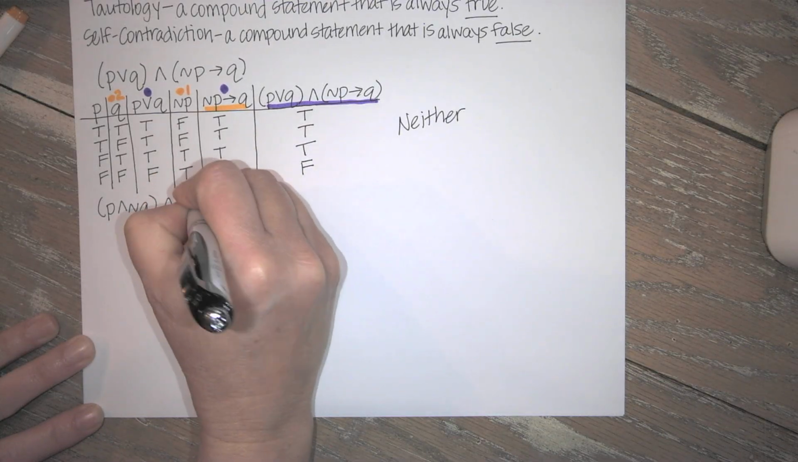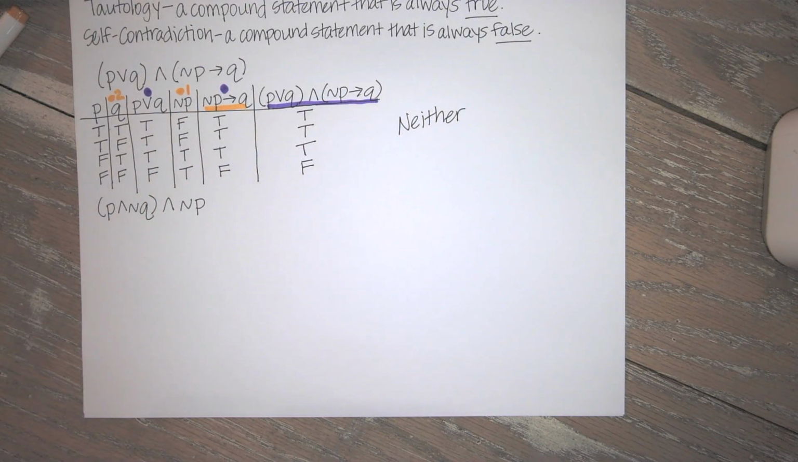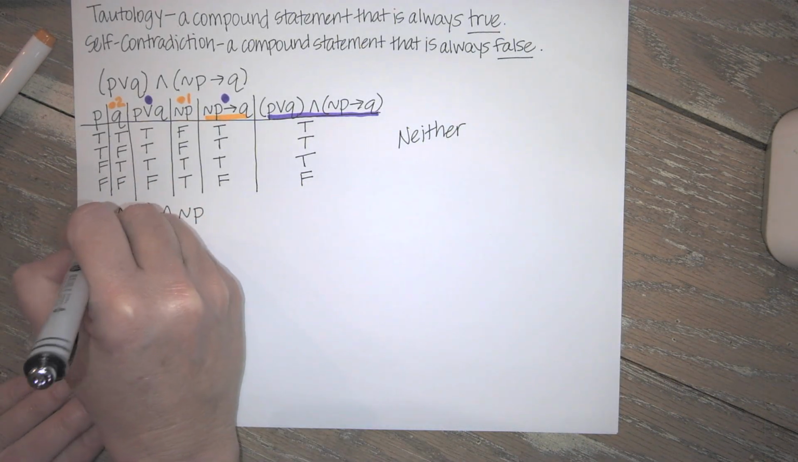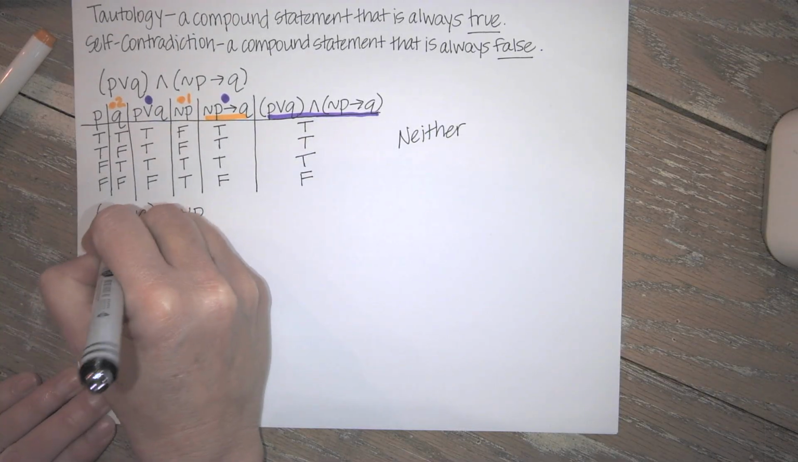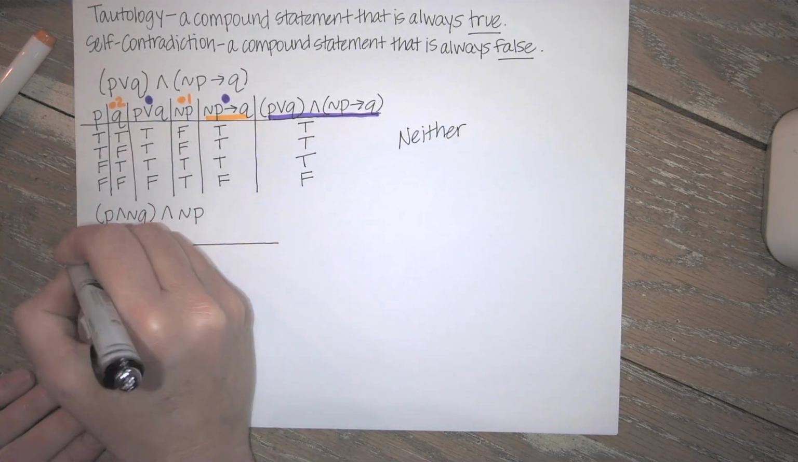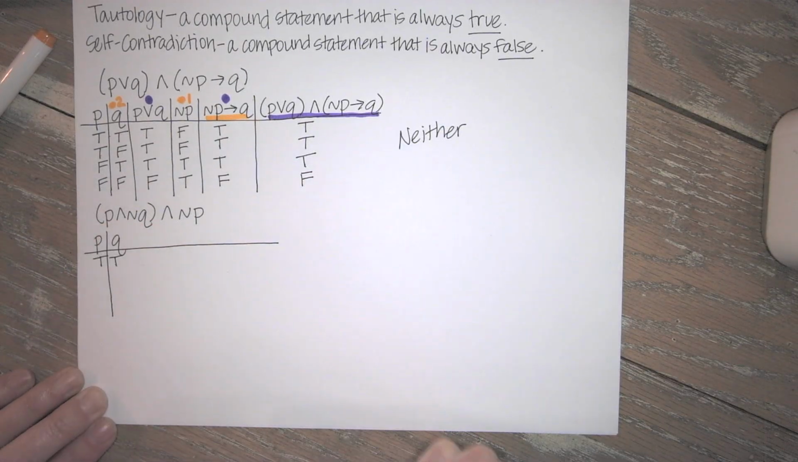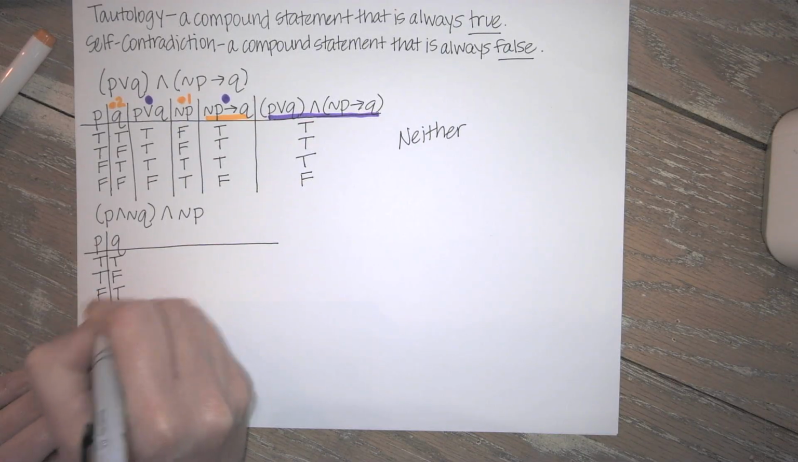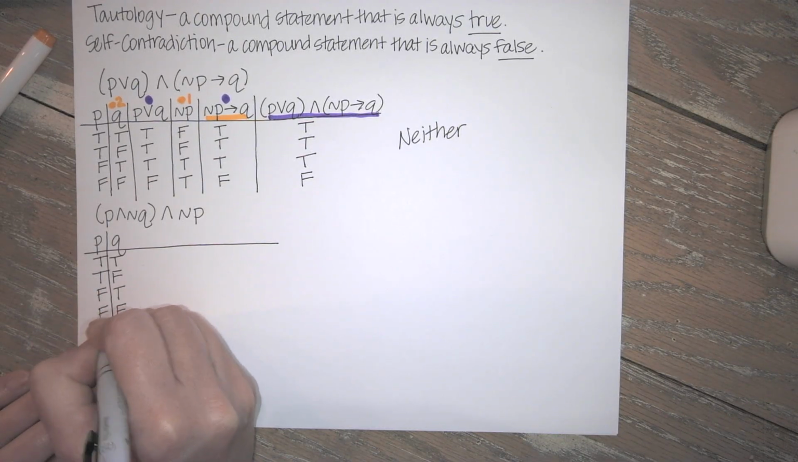All right, so if we have P and not Q and not P, and we want to determine whether it's a tautology, a self-contradiction, or neither. All right, so again, we need to build a truth table for this. You look at your statement, you see that you only have P's and Q's. So we're going to have 4 possibilities for truth values. True, true, true, false, false, true, false, false.